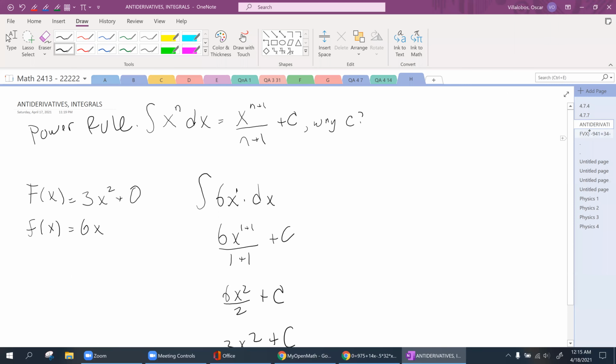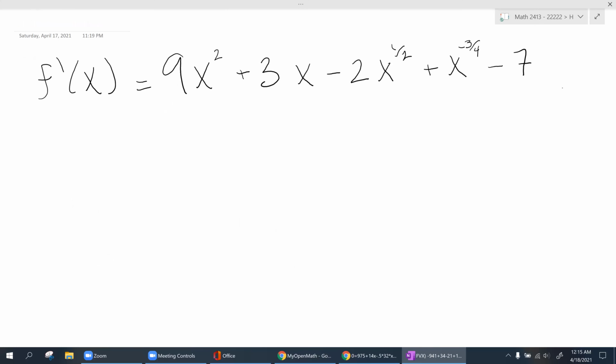Okay, let's go ahead and move forward. I'm going to do a few of these. This is going to be a long function, a large function, and I'm going to break this down piece by piece. This states that this was once derived, and I need to go ahead and get the original function. So what I'm going to do is take the integral of all of these.